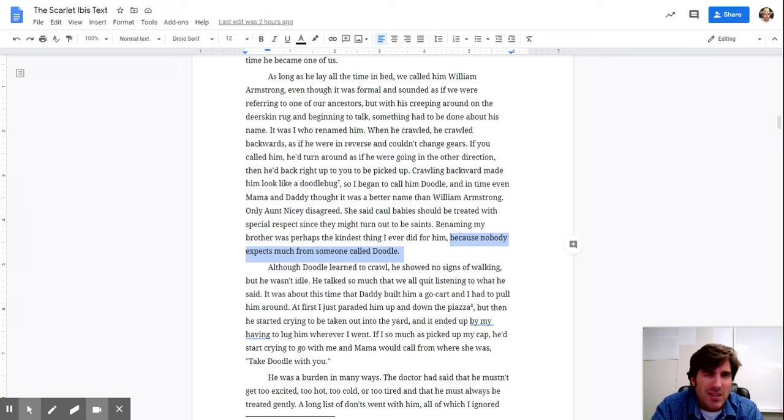So maybe there's just a slight tinge of meanness in that. My point is this, it complicates the characterization. My understanding of the narrator is that, yeah, he's good. He loves his brother. He's all there. But he was also going to kill him with a pillow. He gives him a nickname that everyone loves and uses. But it was kind of because nobody expects anything out of him.